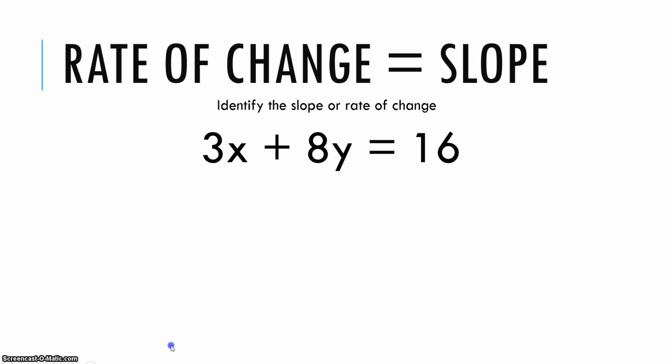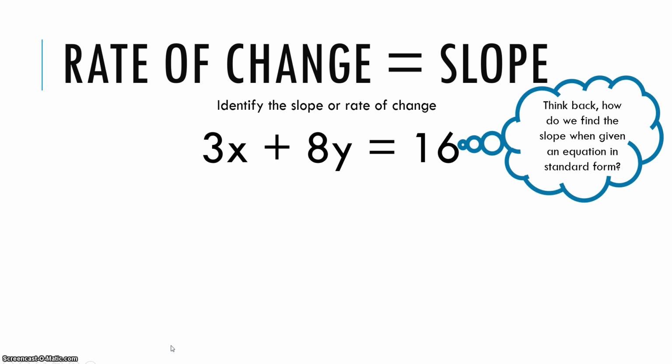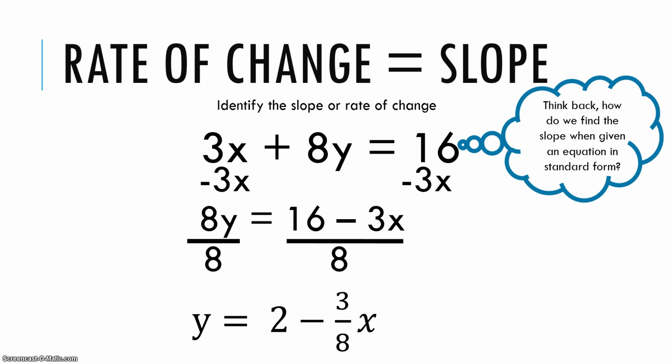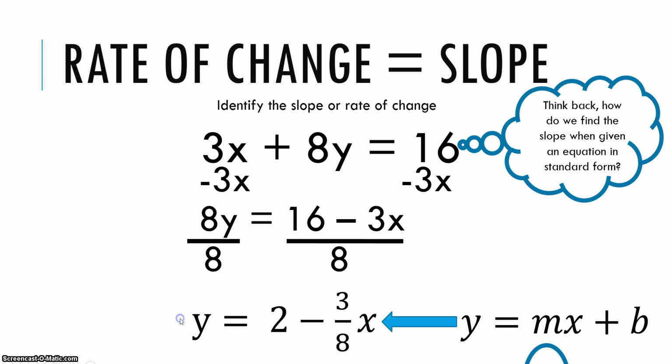3x plus 8y equals 16. Now think back. How do we find the slope when given the equation in standard form? We're going to solve for y. So we're going to subtract 3x from both sides, and then we're going to divide by 8. And our slope is always next to the x. So if I see the m and the x are together, the m is next to the x. So here, my slope, I got to keep the sign, is negative 3/8.